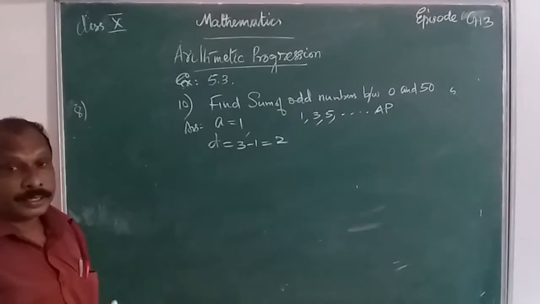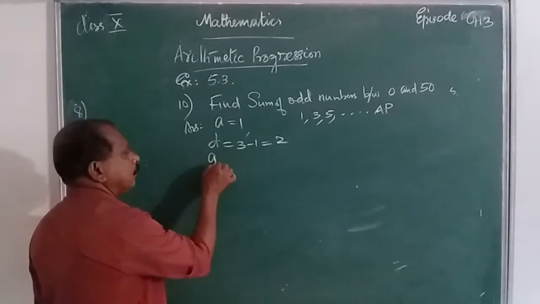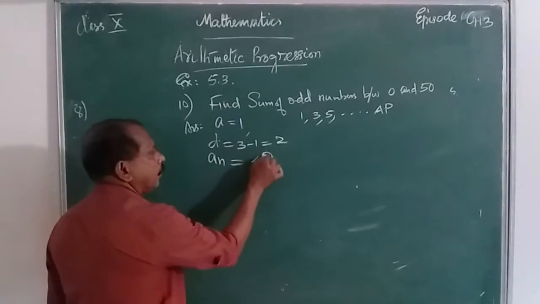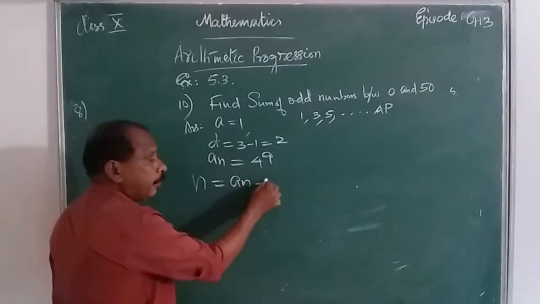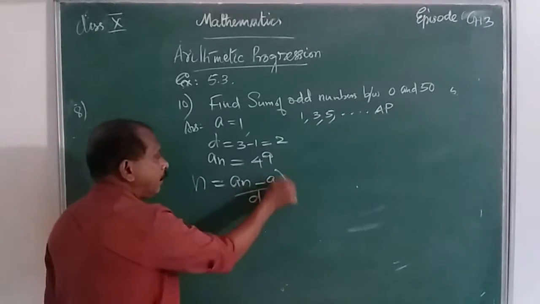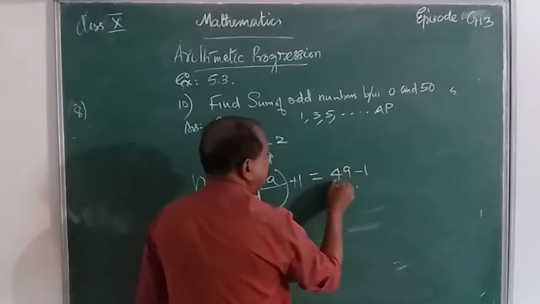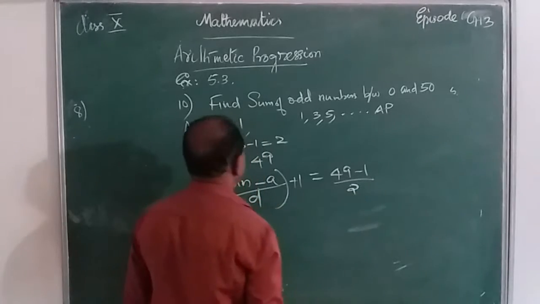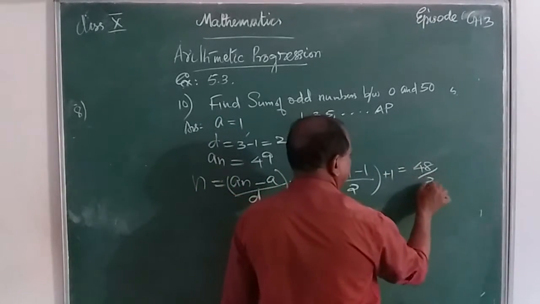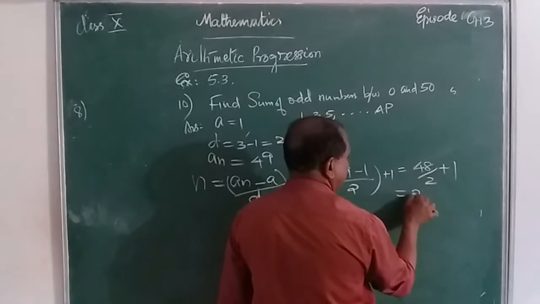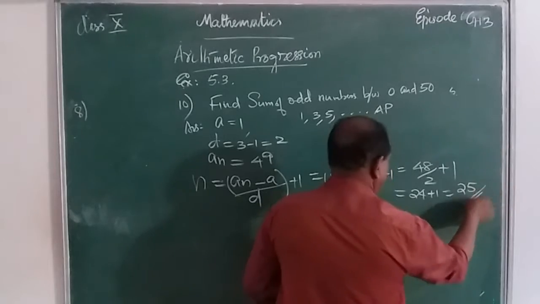Then 49 is the last one between, therefore not 50, that is 49. So the last term is equal to 49. Then n is equal to what? n is equal to (an minus a) by d plus 1. That is equal to (49 minus a) by d. What is d? 2, plus 1, is equal to 48 by 2 plus 1. 48 by 2 is 24, plus 1 is equal to 24.